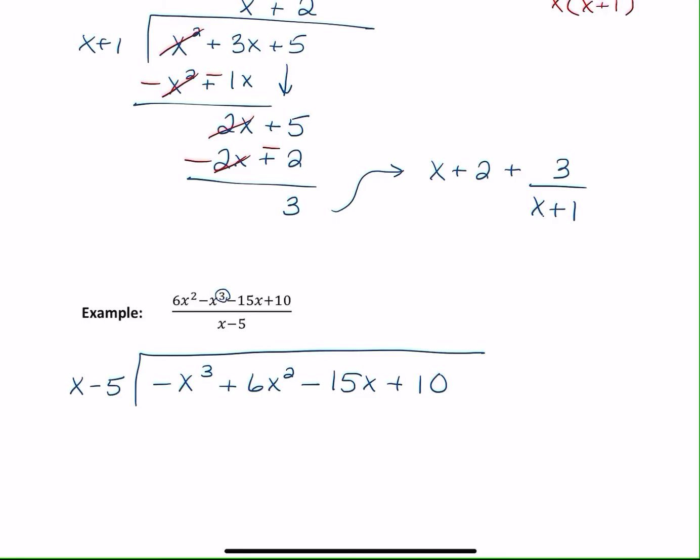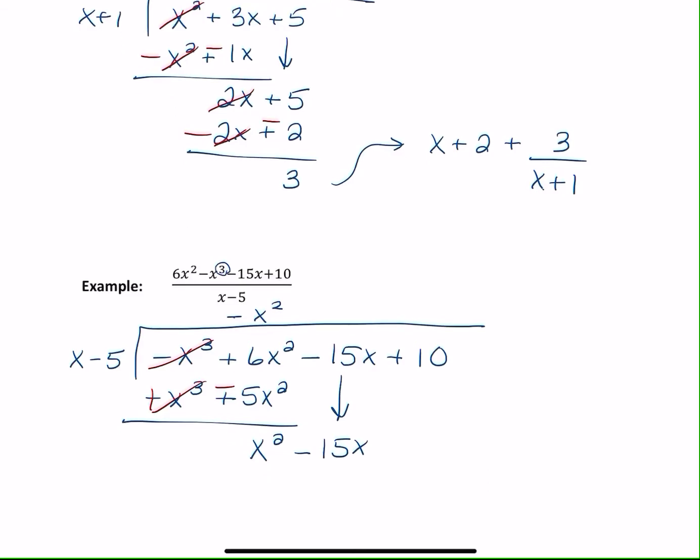So what do I multiply x by to get the negative x cubed? It's going to be just negative x squared. So that'll give me a negative x cubed plus 5x squared. And then I'm going to subtract, which will change my signs. My first term should cancel out. And then I have 6x squared minus 5x, so that'll be 1x squared. Bring down the next term.